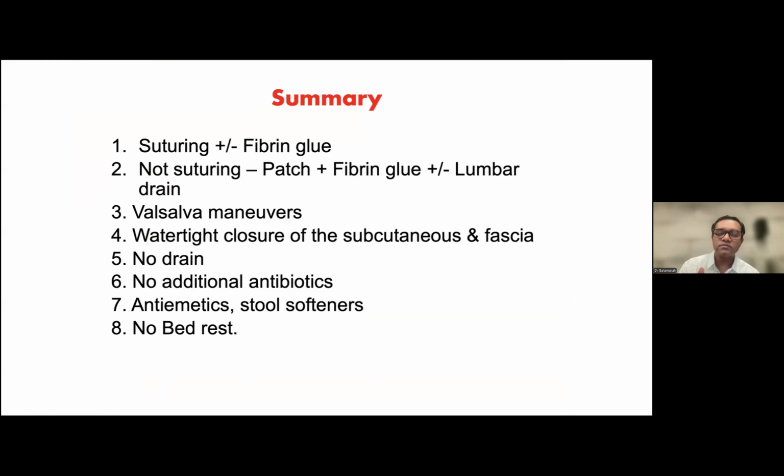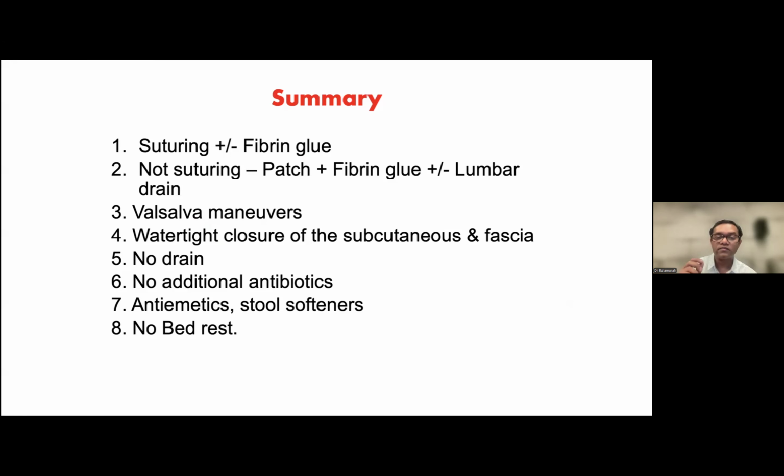So suturing, if it is primary, as much as possible, plus or minus a fibrin glue. If you're not suturing, you put in a patch, and then you put some fibrin glue and a lumbar drain. If you think that you can't suture it, it's so tiny, it's very difficult. Always do a Valsalva maneuver at the end to make sure that your closure is adequate.